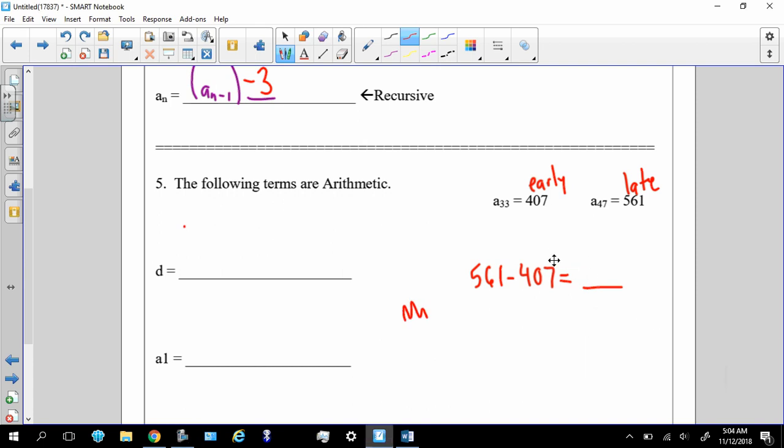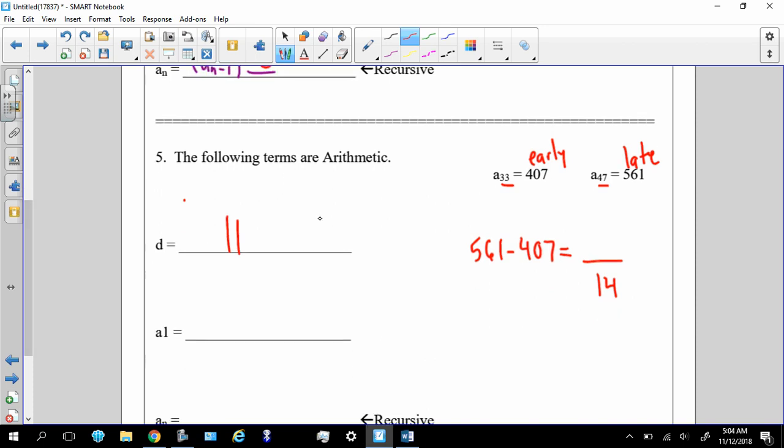All right. And then you're going to take your term, and if you notice that this is the 33rd term, this is the 47th term, that's a difference of 14. So when you do the math, you end up getting your common difference of 11. Now you're looking for A1. Bring out your arithmetic sequence formula, and that is A of n is equal to something plus something n minus 1. You already found your common difference. That was 11. But what you don't know is your first term.